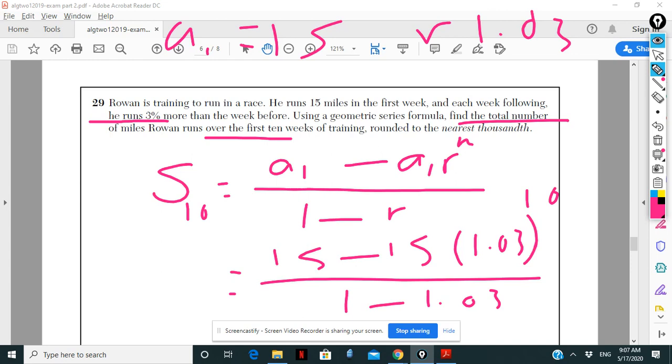So 15 times 1.03 to the power 10 is 20.158. Now subtracting from 15, giving me negative 5.158, divided by 1 minus 1.03, which is negative 0.03, so it's giving 171.958, and it is to the nearest thousand. So the number after 8 is 1, so to the nearest thousand it's going to be 171.958 miles.